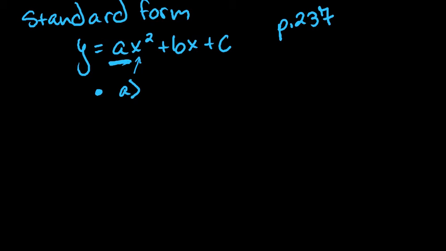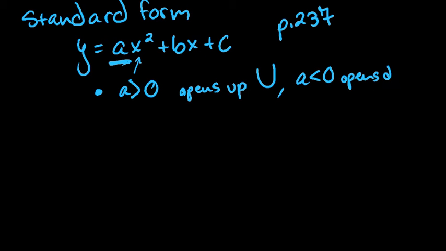And it says if a is greater than 0, it opens up. So if it's positive, it opens up, makes a nice U. And if a is less than 0, it opens downward. Opens down. And gives us a nice kind of N looking thing. Alright, cup versus a hill. That's a cup, this is a cup, and this is a hill.